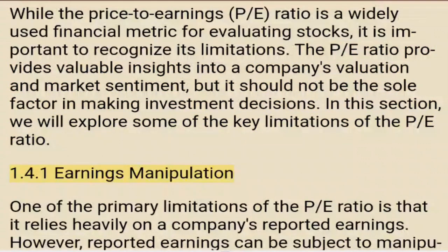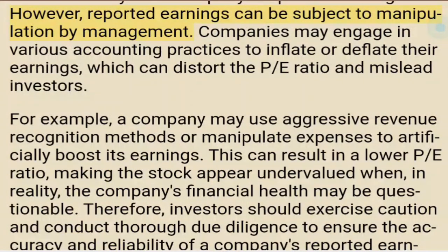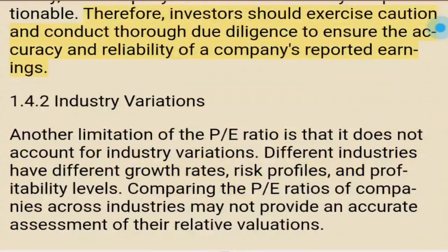1.4.1 Earnings manipulation. One of the primary limitations of the P/E ratio is that it relies heavily on a company's reported earnings. However, reported earnings can be subject to manipulation by management. Companies may engage in various accounting practices to inflate or deflate their earnings, which can distort the P/E ratio and mislead investors. For example, a company may use aggressive revenue recognition methods or manipulate expenses to artificially boost its earnings. This can result in a lower P/E ratio, making the stock appear undervalued when, in reality, the company's financial health may be questionable. Therefore, investors should exercise caution and conduct thorough due diligence to ensure the accuracy and reliability of a company's reported earnings.